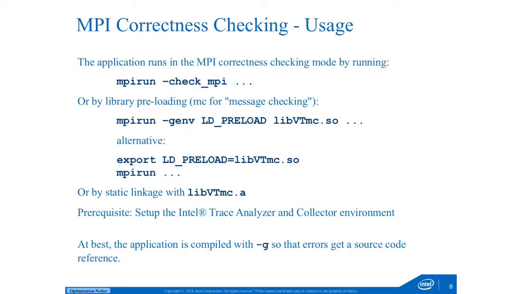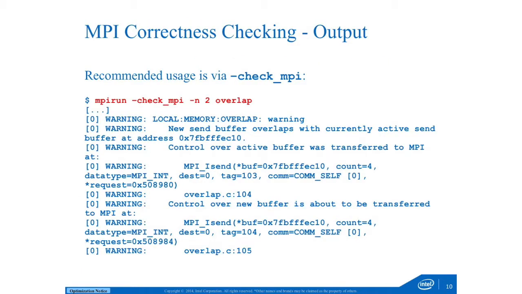At best, you should also use, during compilation, the -G flag to get the debugging symbols and to see the source line in the output. This is how it looks in the standard output with -check MPI. And you see it is issuing warnings, and here it's a memory overlap, so probably a buffer is reused before having an MPI wait on that buffer.